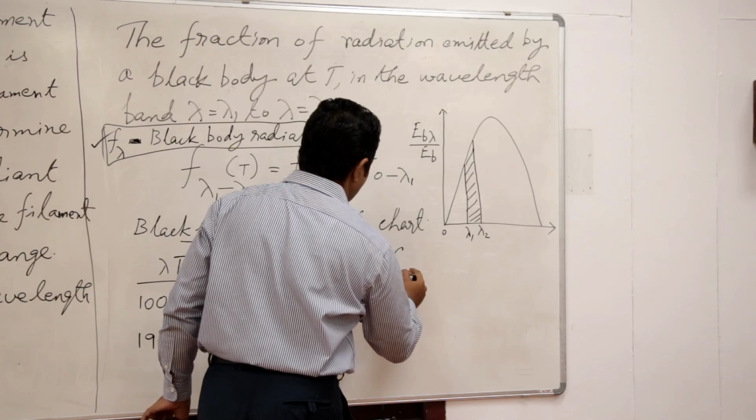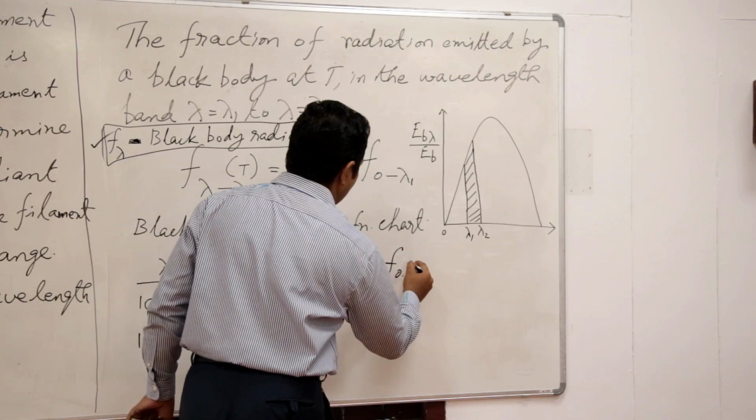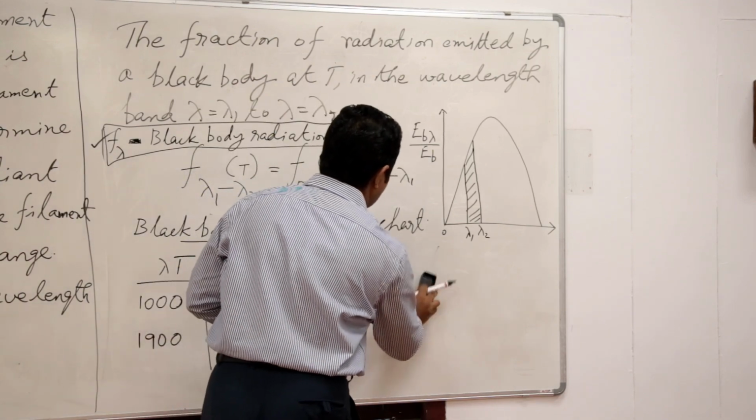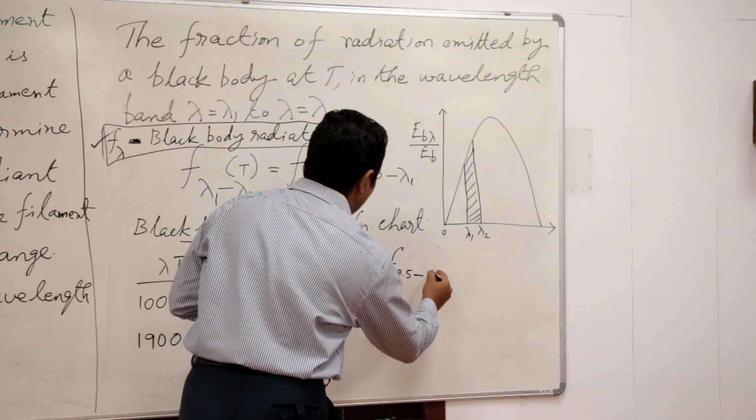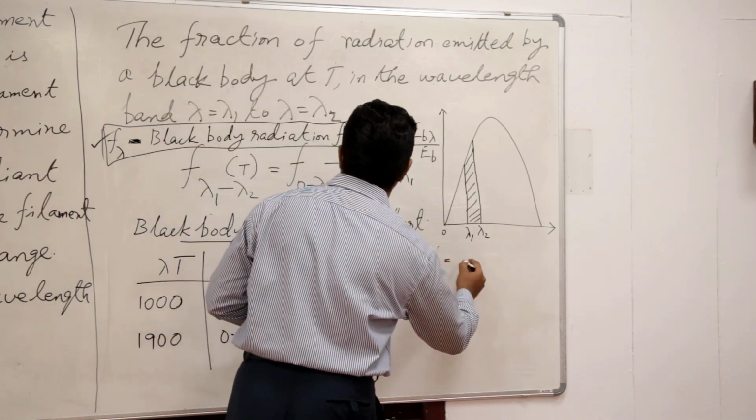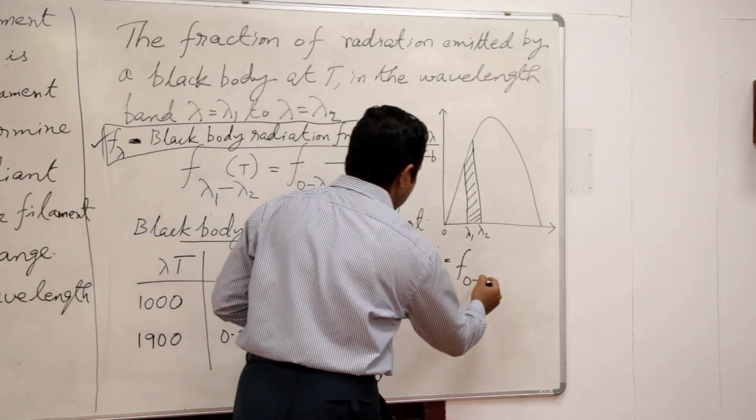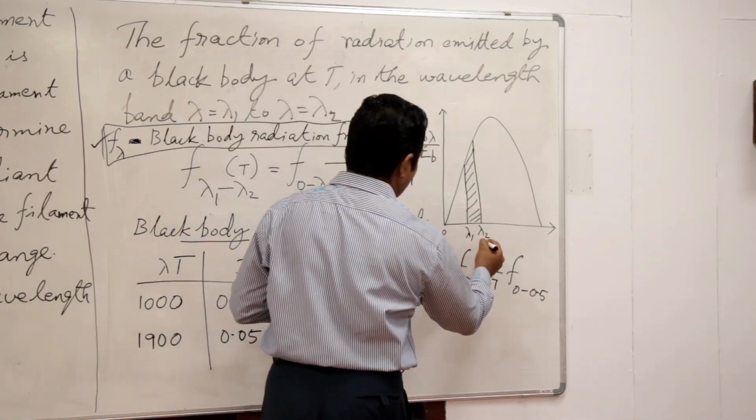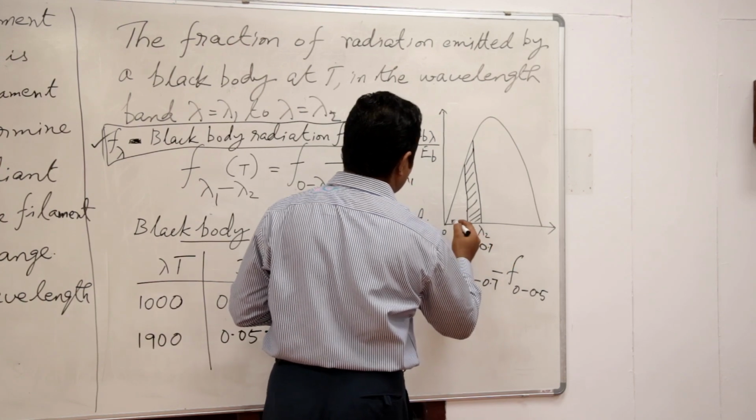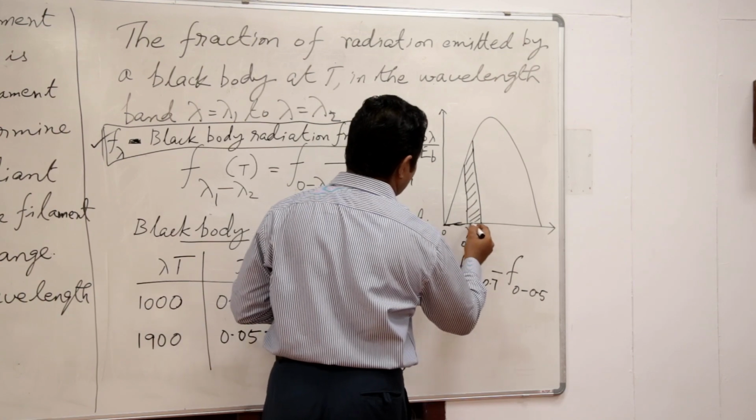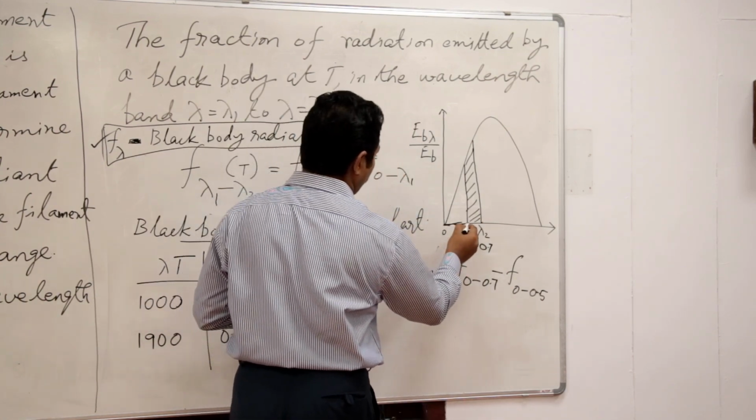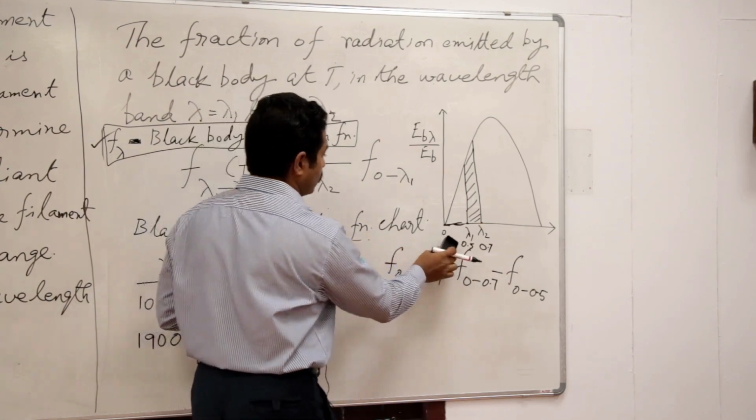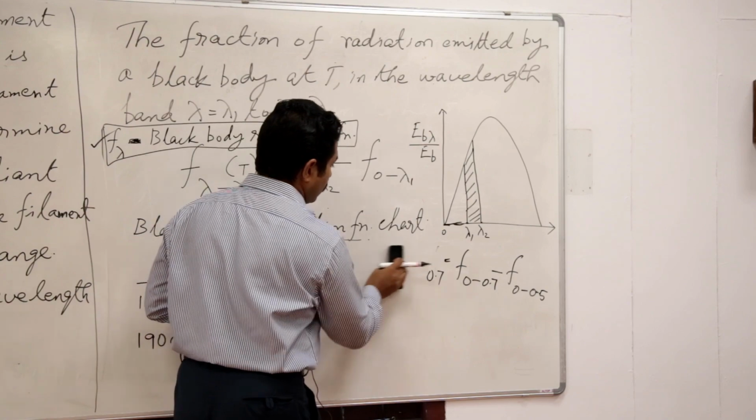For example, F of lambda 1 may be 0.5, minus F of lambda 2, which is 0.7. In those terms I can write it as F of 0.5 to 0.7. This I have to take as F of 0 to 0.7 minus F of 0 to 0.5. If this is 0.7 and this is 0.5, we are taking this from 0 to this one, then this is 0 to 0.5. The entire quantity minus this quantity gives you the band emission. This is simply for an example. We will do one problem based on that.